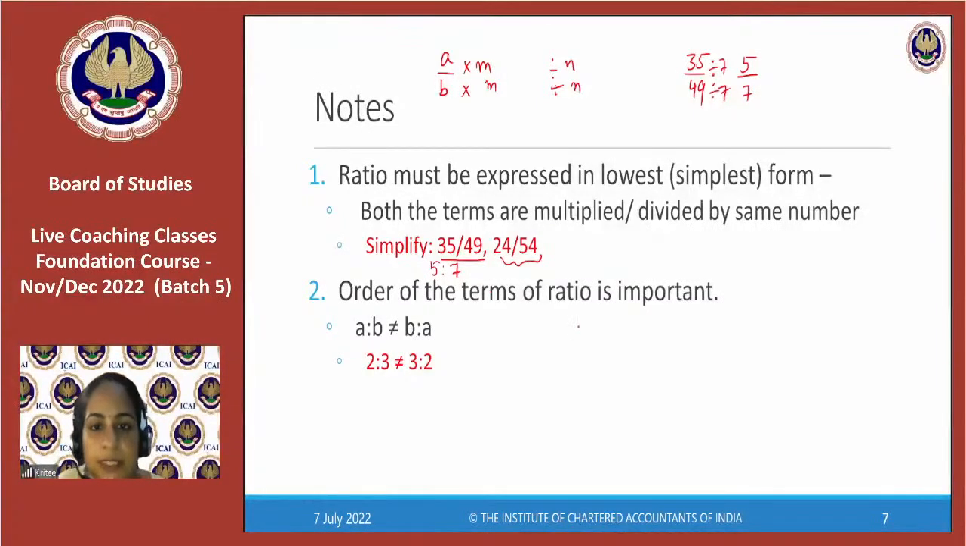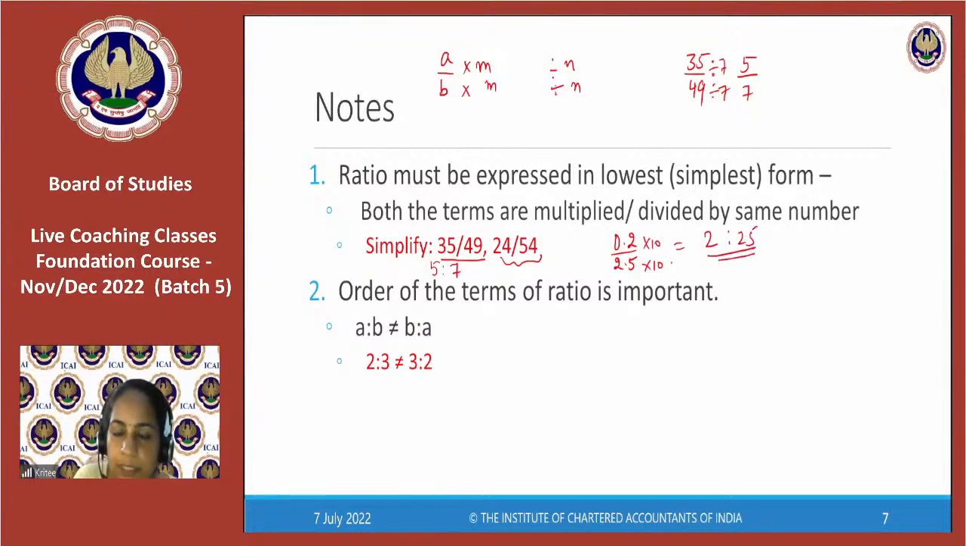The ratios must be expressed in the simplest form. They can be multiplied and divided by the same number. I shall give you an example where I multiply both terms of the ratio by the same number and then get the simplest form. Someone asked 0.2 is to 2.5. Can you see this? What I would be doing is multiplying both of them by 10. I get the ratio 2 is to 25. This is the simplest form. 0.2 and 2.5 is not the simplest form.